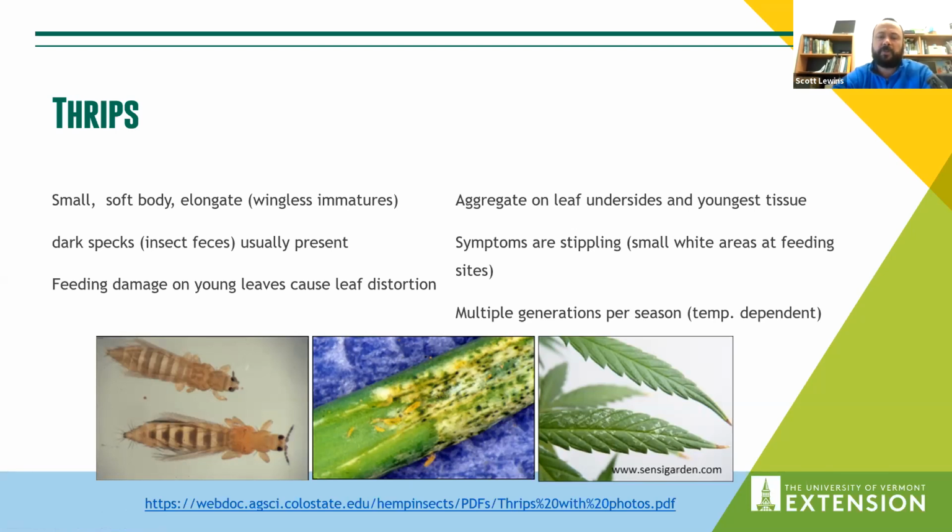You do get multiple generations of thrips, and if you do have a population and it grows over time, and you have a warm, dry summer, that's when you can have a problem later on in the season. But typically not really a big deal for hemp in New England.